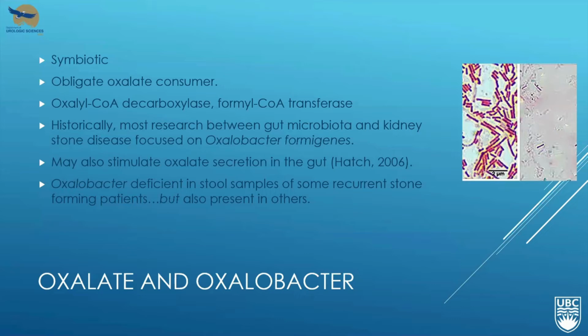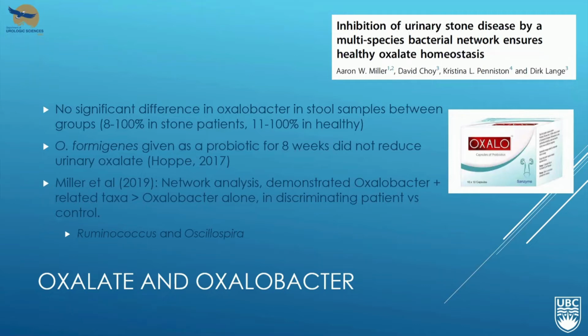Some of the early studies noted that Oxalobacter was deficient in stone samples in some recurrent stone-forming patients, which opened the door to further research into this area, thinking that there was a causal relationship, and also going down the rabbit hole of looking into probiotics, which would help to replenish Oxalobacter as a way to prevent recurrent stone disease. However, subsequent studies have shown that even in some recurrent stone-forming patients, there is Oxalobacter present. And as we'll see in this next slide, Oxalobacter is also either present or not present in some non-stone-forming healthy individuals.